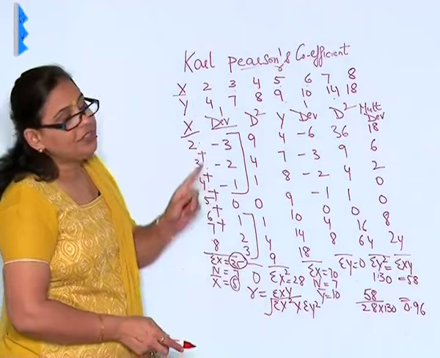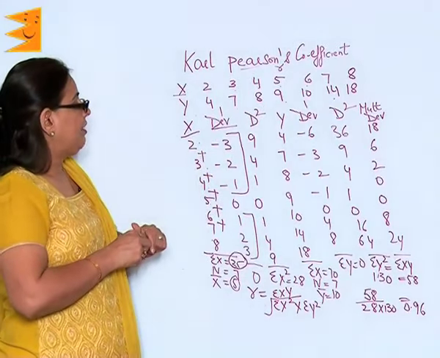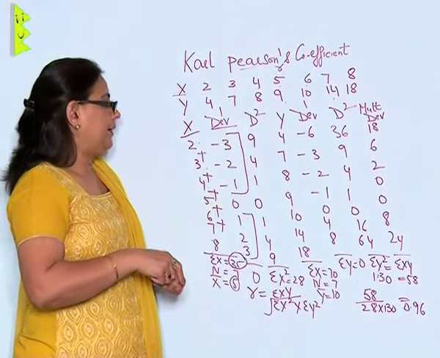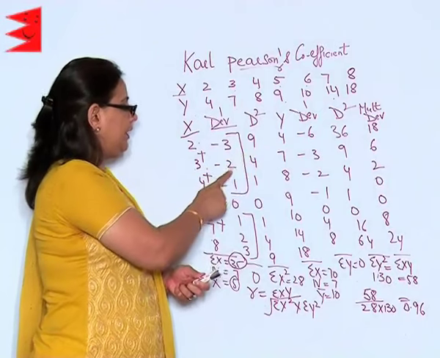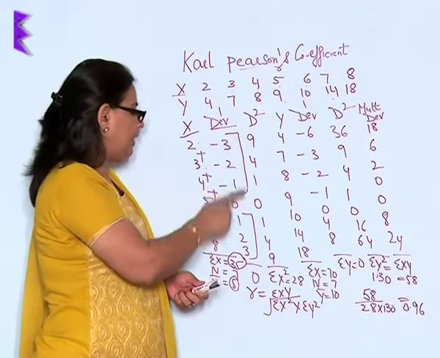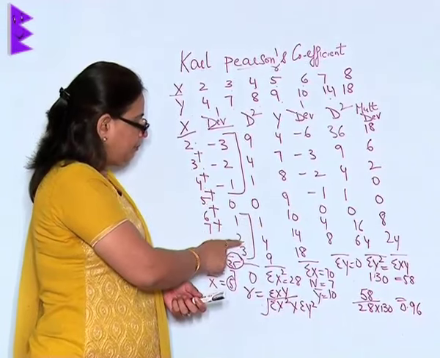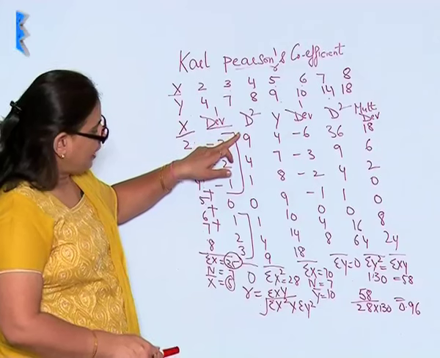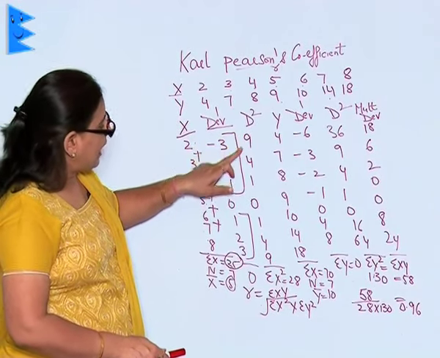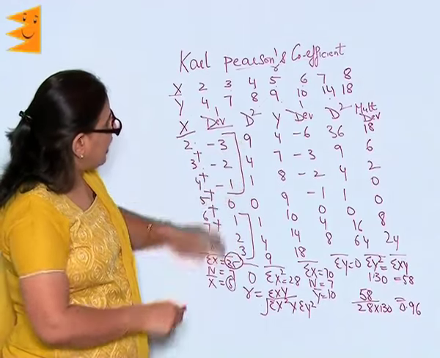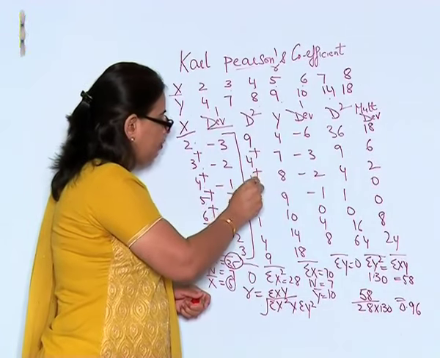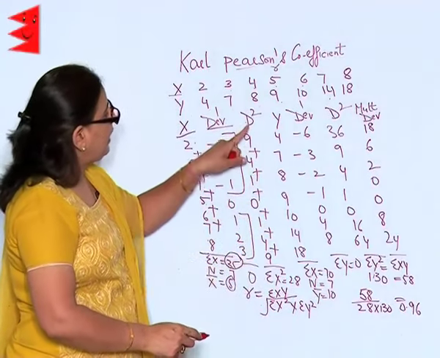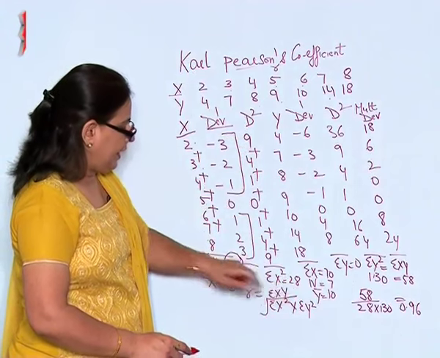Now the deviation square. The deviation square is obtained by forgetting about the plus or the minus and multiplying it. So 3 into 3 is 9, 2 into 2 is 4, 1 into 1 is 1, 0 is 0, 1 into 1 is 1, 2 into 2 is 4, 3 into 3 is 9. When I add all these, it gives me 9 plus 4 plus 1 plus 0 plus 1 plus 4 plus 9, that is, sigma x square will be 28.